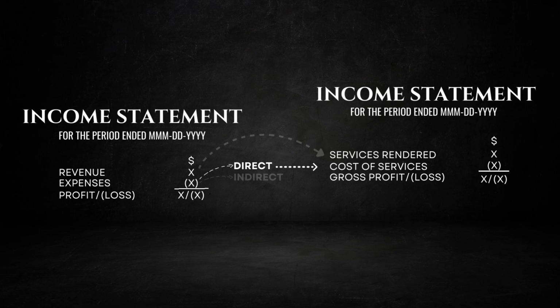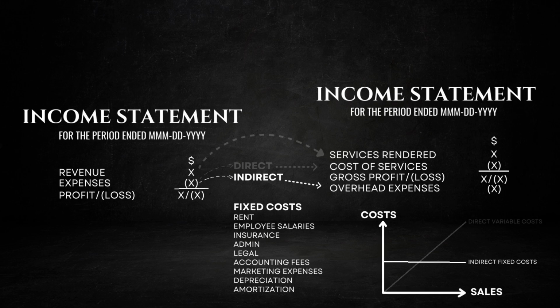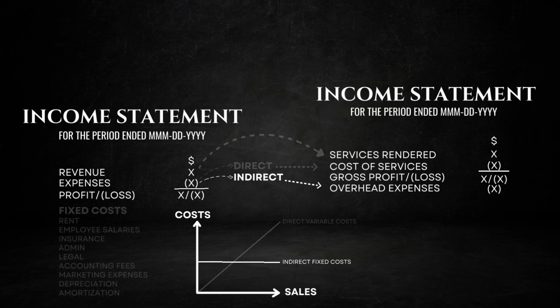Now let's shift our focus to indirect costs, also known as overheads. These are the expenses associated with running the business as a whole. They cannot be directly attributed to the production of goods or provision of services. Overheads can include fixed costs like rent, employee salaries, insurance, administration expenses, legal costs, accounting fees, marketing expenses, depreciation, and amortization. Phew! The list can be quite long. These costs tend to remain stable and don't change with the level of sales. And here's more to overheads. Some of them can be variable, meaning they fluctuate with the level of business activity.